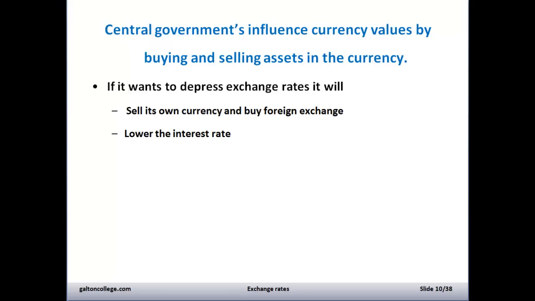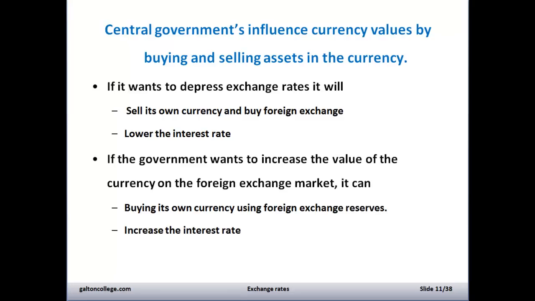China has done that for years, has kept its exchange rate down so that it could export a lot. The government could also have a low rate of interest. A low rate of interest means that financial centre is not attractive for the hot money I mentioned earlier. It wouldn't flow in there, so the exchange rate would be kept down.